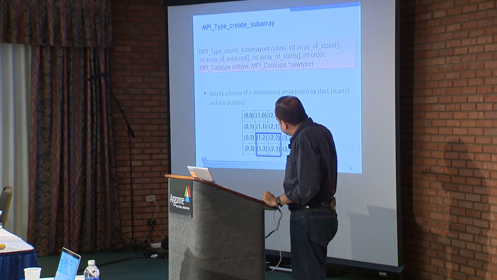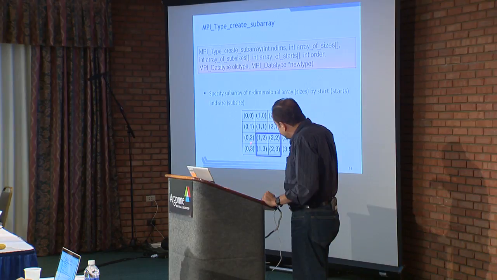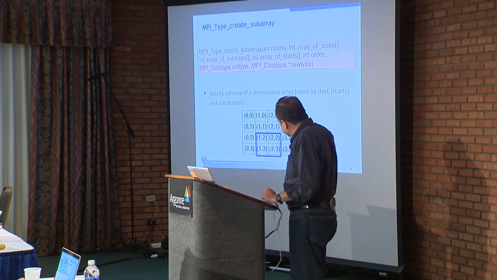The order is whether it's C order or Fortran order, whether it is row major or column major. You have to specify that, and then you pass the old type, and what you get out of it is a new type describing this layout. So this is a non-contiguous layout.